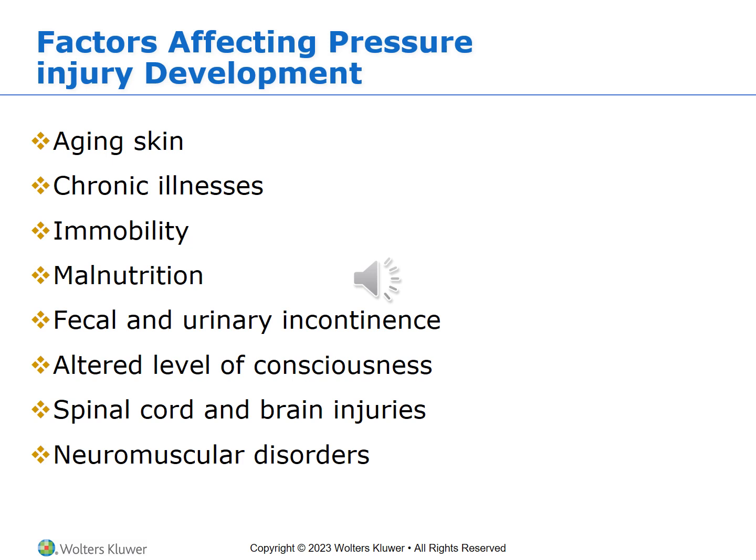Factors affecting pressure ulcer development begins on page 1162 and carries into page 1164. So aging skin, chronic illness, mobility, malnutrition, fecal and urinary incontinence, alteration of consciousness, spinal cord and brain injuries, neuromuscular disorders. These are all factors that can impact a person developing a pressure injury or pressure ulcer.